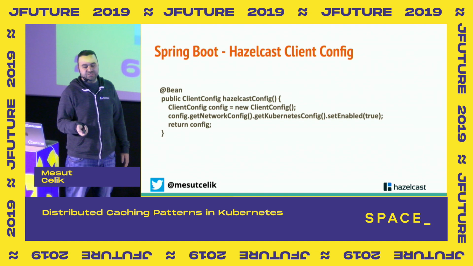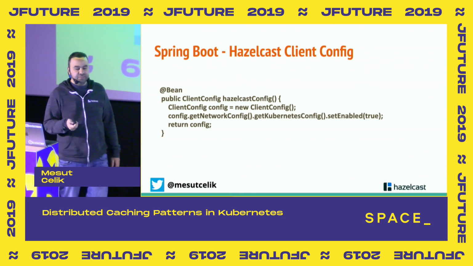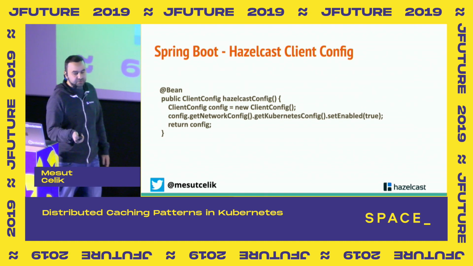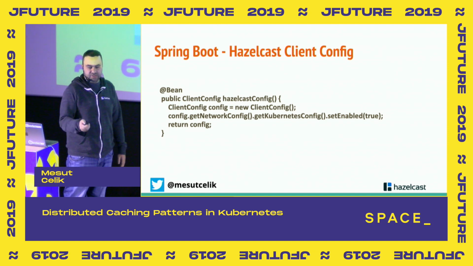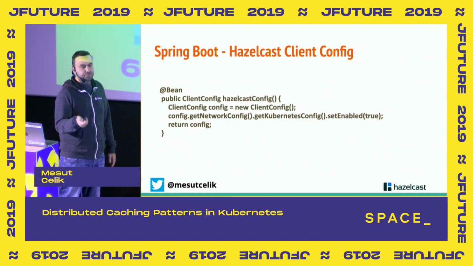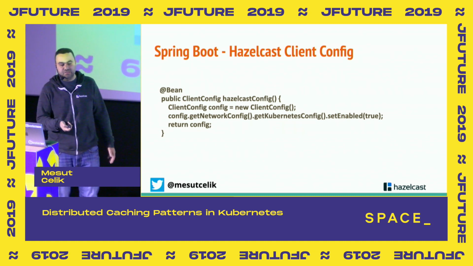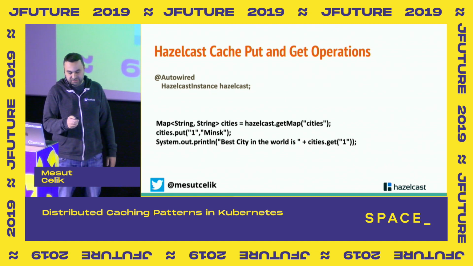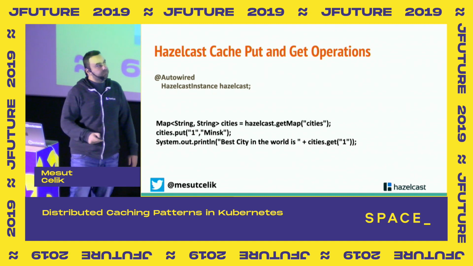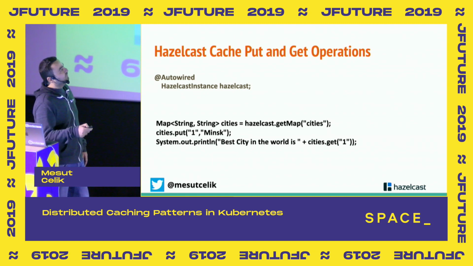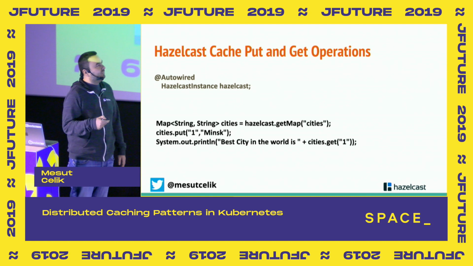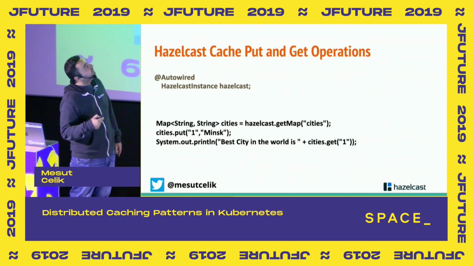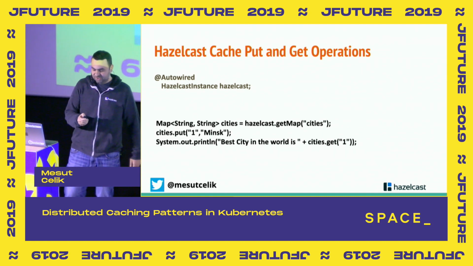You can do similar stuff if you are using the Hazelcast client. This is another configuration for the Hazelcast client. If you have this config and your class path contains the Hazelcast jar, then your Hazelcast instance will be there. And you can simply auto-wire it and start using a distributed cache with some basic stuff. So best T in the world, it's going to print something. Yeah, I guess Minsk.